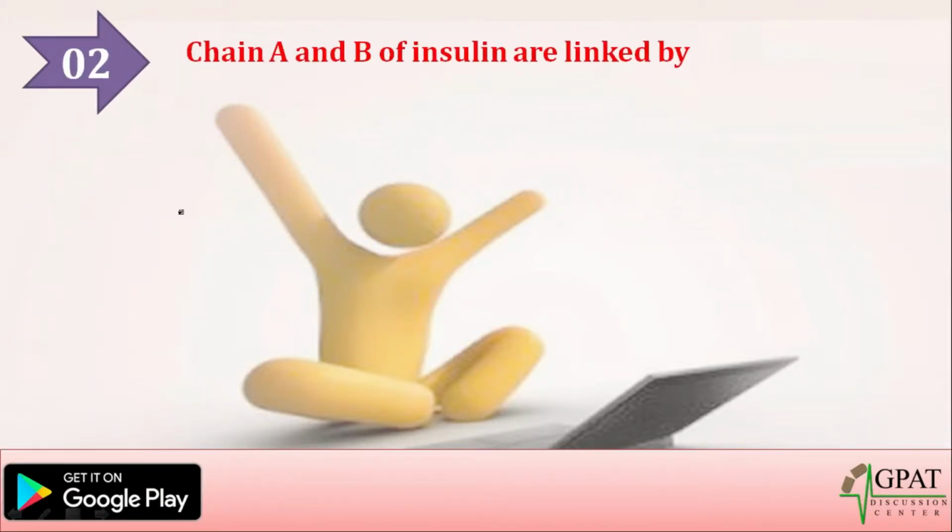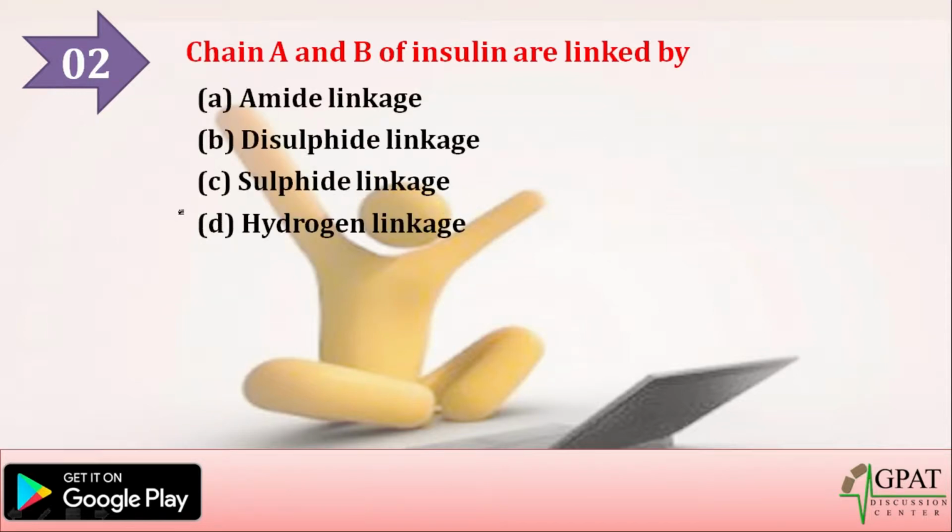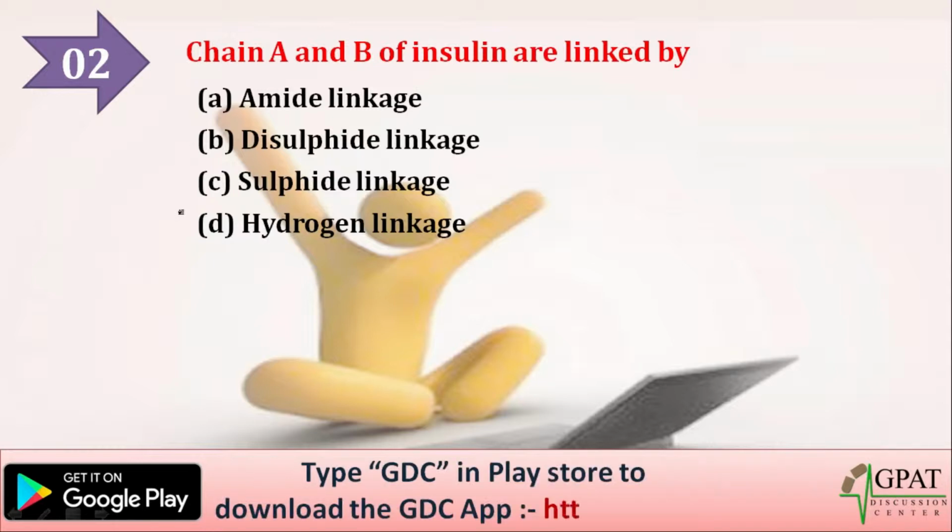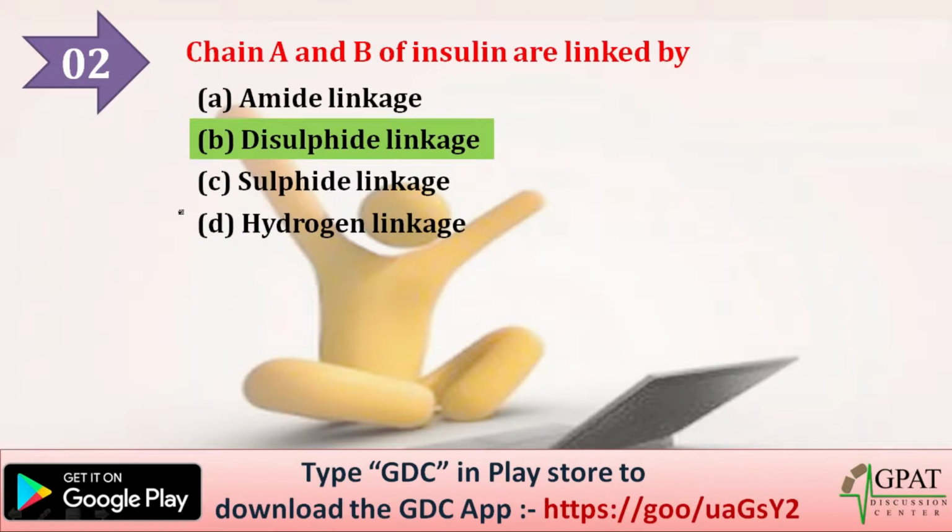Chain A and B of insulin are linked by: option A, amide linkage; option B, disulfide linkage; option C, sulfide linkage; option D, hydrogen linkage. Which linkage is used to link chain A and chain B of insulin? So the correct answer is disulfide linkage.